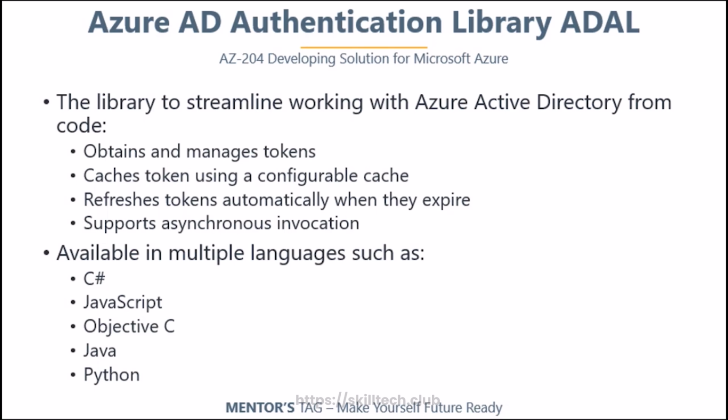ADAL version 1.0 enables application developers to authenticate users to a cloud or on-premise Active Directory and obtain tokens for securing API calls. ADAL makes authentication easier for developers through features like a configurable token cache that stores the access token and refresh token. And it also supports asynchronous method calls. Not only that, a variety of programming languages like C#, JavaScript, Objective-C, Java, and Python are also supported with ADAL.